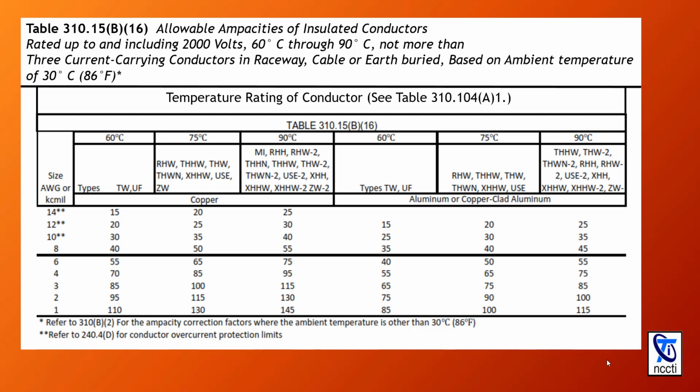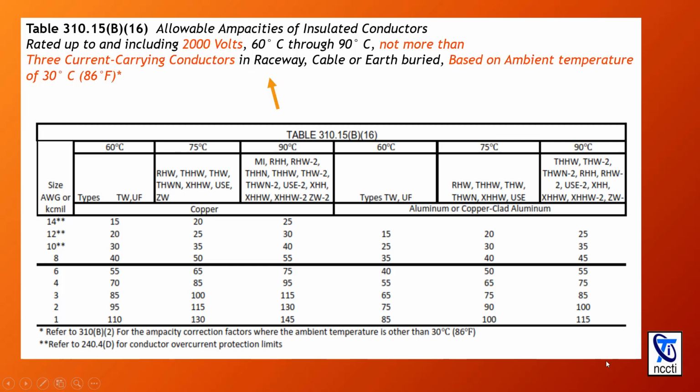Hopefully you've got your code book turned to table 16 here. Of course, I've got an abbreviated one. That's why I need you to follow along with your own code book. A good place to start trying to understand table 16 is the title block. Notice it's rated including up to 2,000 volts, 60-degree conductors through 90, not more than 3 current carrying conductors in a raceway, cable or earth buried, based on an ambient temperature of 30 degrees, 86 degrees Fahrenheit.